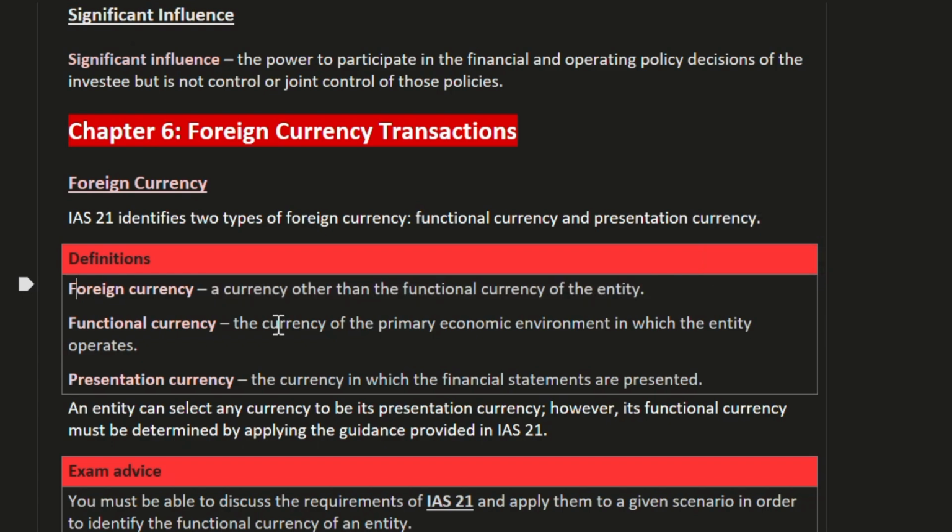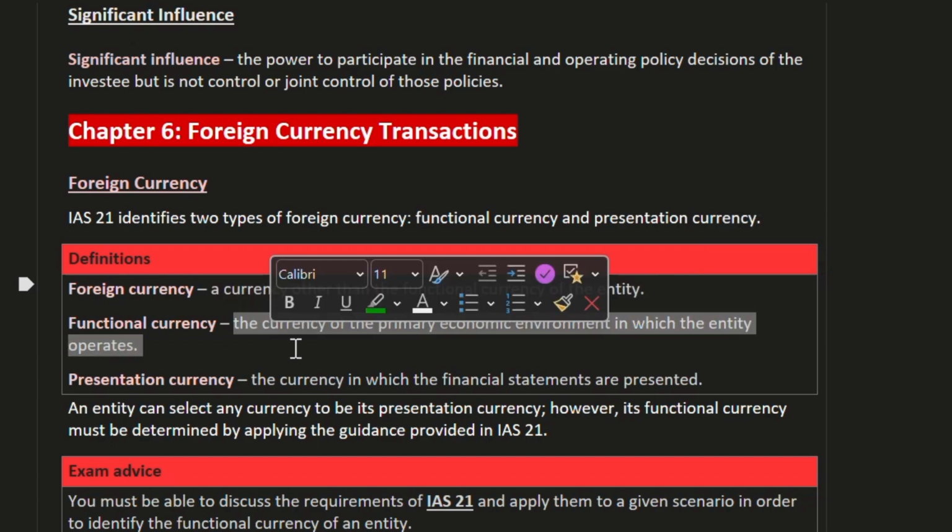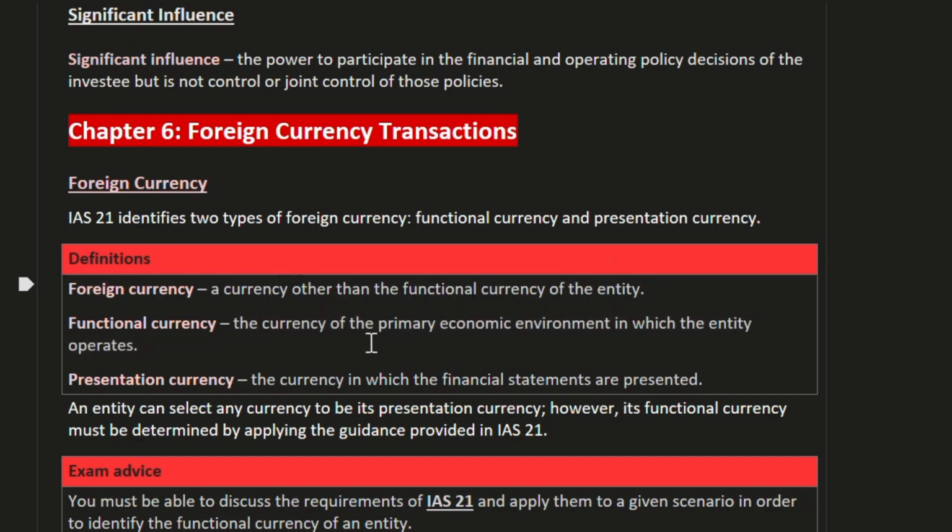Functional currency. This is an important definition. The currency of the primary economic environment in which the entity operates. Now, presentation currency: the currency in which the financial statements are presented. An entity can select any currency to be its presentation currency. However, its functional currency must be determined by applying the guidance provided in IAS 21.